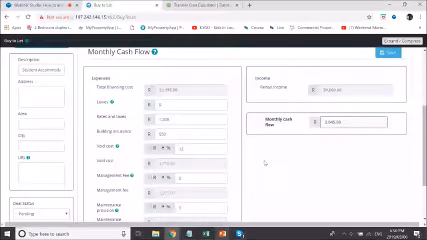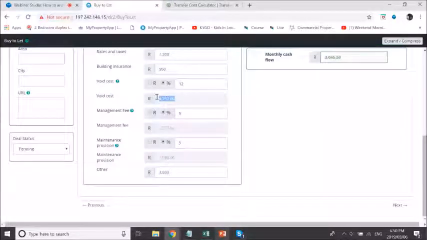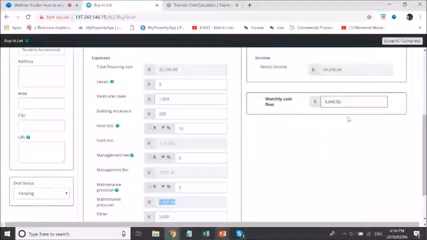Remember, we've got a provision here for maintenance and a provision for voids. So we're technically, if we made this 0 and 0, this is the actual cash flow that we're going to make. We're actually going to make 10,000 Rand on this, but we're going to put some aside for the vacancy period, and we're going to put some aside for potentially having to maintain the property at a later stage. So 12% and 5%. So I hope that makes sense. Your real cash flow is 3,000.